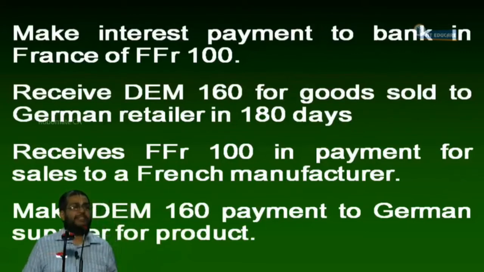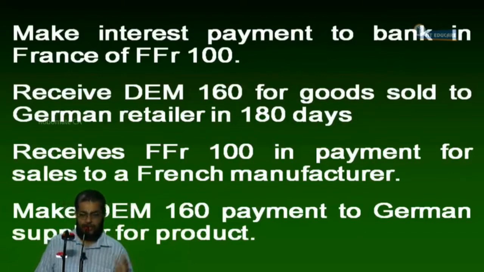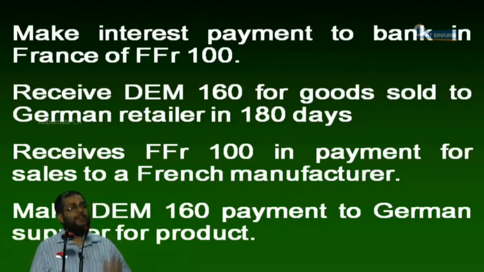Your home country is which country? The company is in which country? US. The home currency is dollars. Now, it has exposure in two currencies, right or not? What are the two currencies? French franc and Deutschmark. France and Germany, two currencies with exposure.